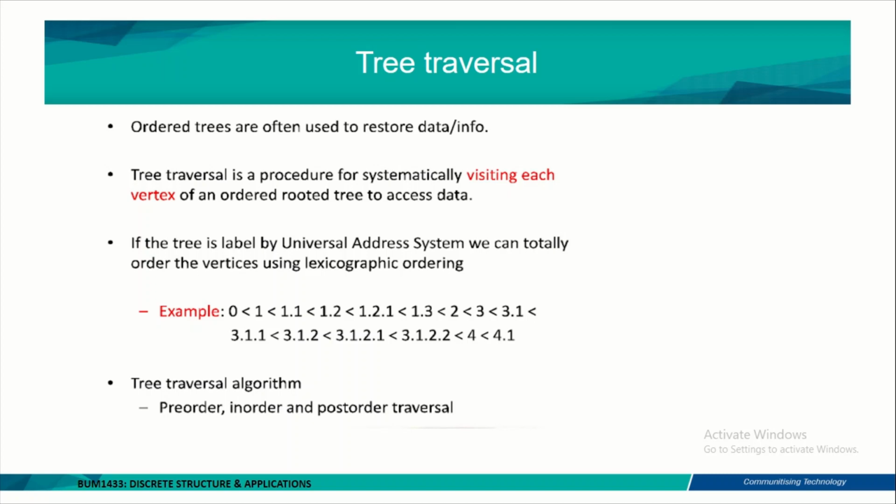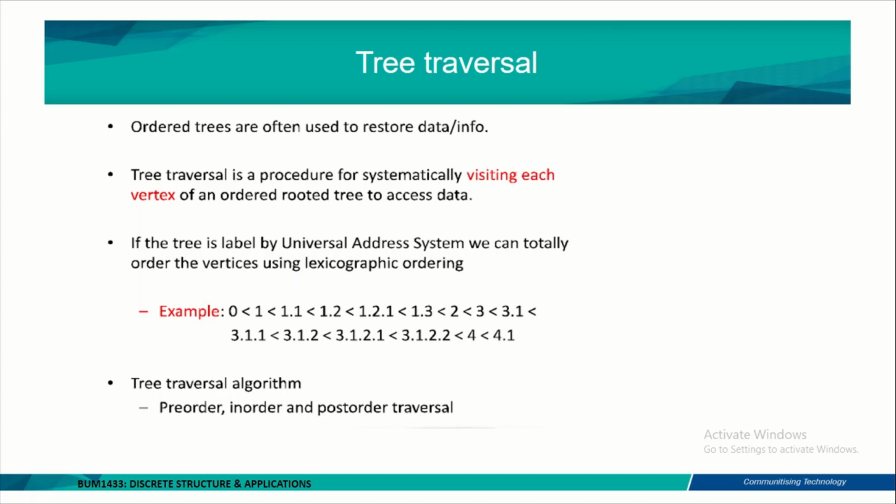Tree traversal is a procedure for systematically visiting each vertex of an ordered rooted tree to access data. Ordered rooted trees are often used to store data or information. If a tree is labeled by the universal address system, you can totally order the vertices using lexicographic ordering. So this is the example for using lexicographic ordering. There are three different tree traversal algorithms, which are pre-order, in-order, and post-order traversal.